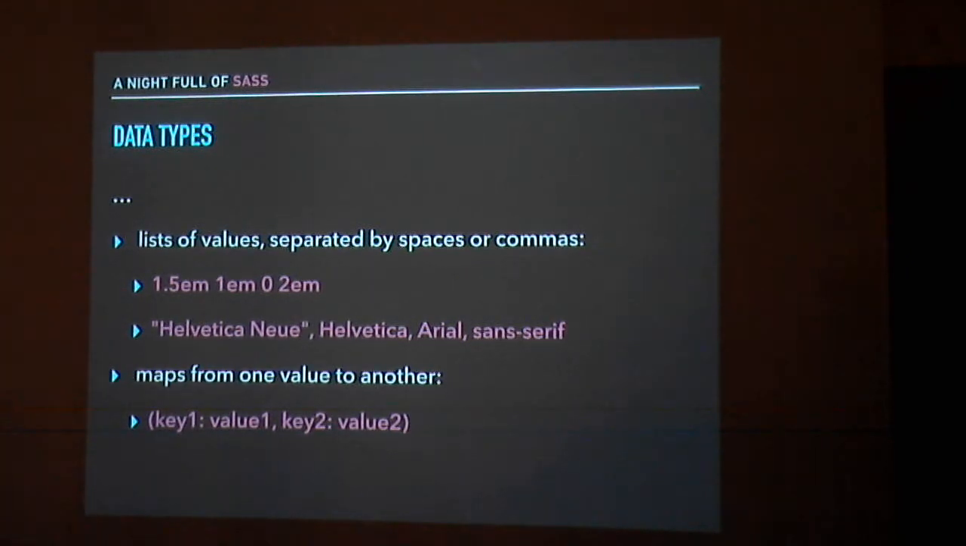List of values, which can be separated by spaces or commas. So, for example, if you're declaring margins on a selector, Sass sees that as regular CSS and outputs it as regular CSS, but it can also be considered a list, so you can manipulate that list. You can have Sass do things to it, and that's pretty neat.